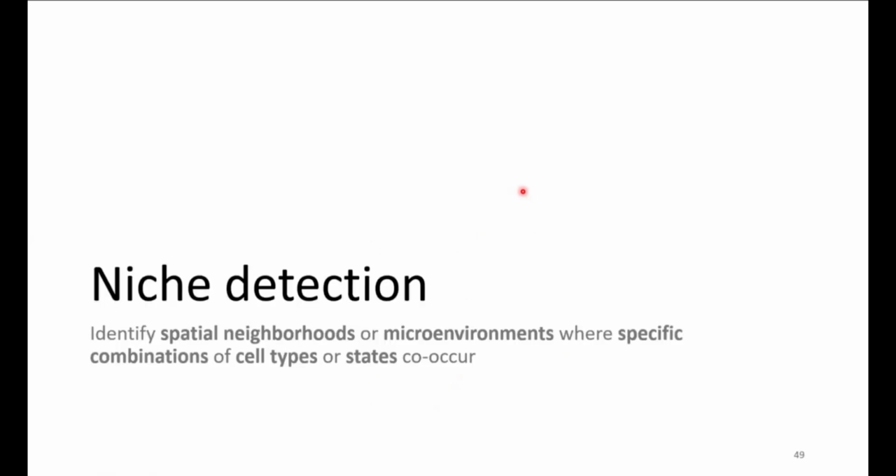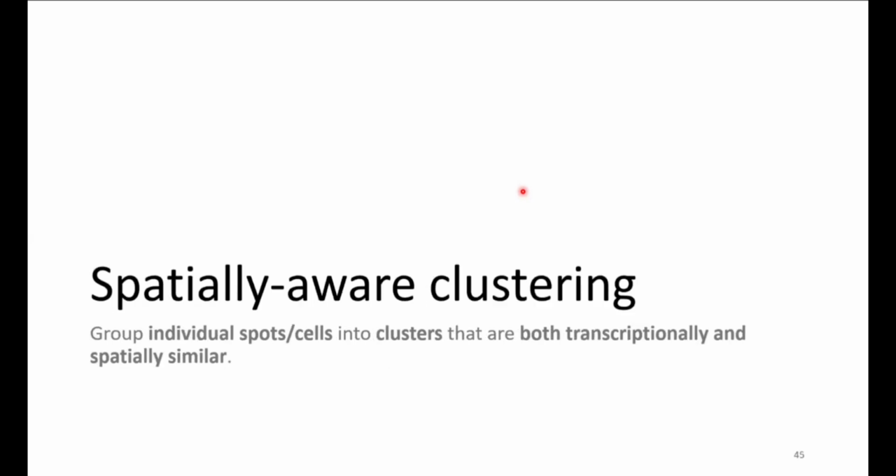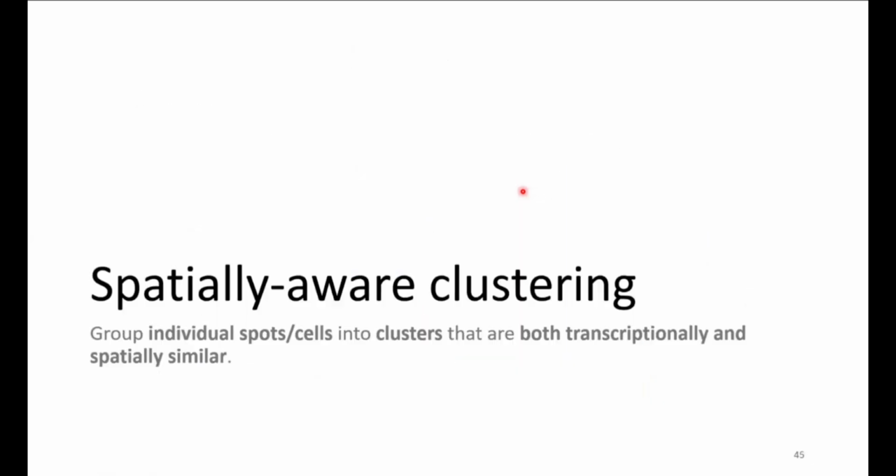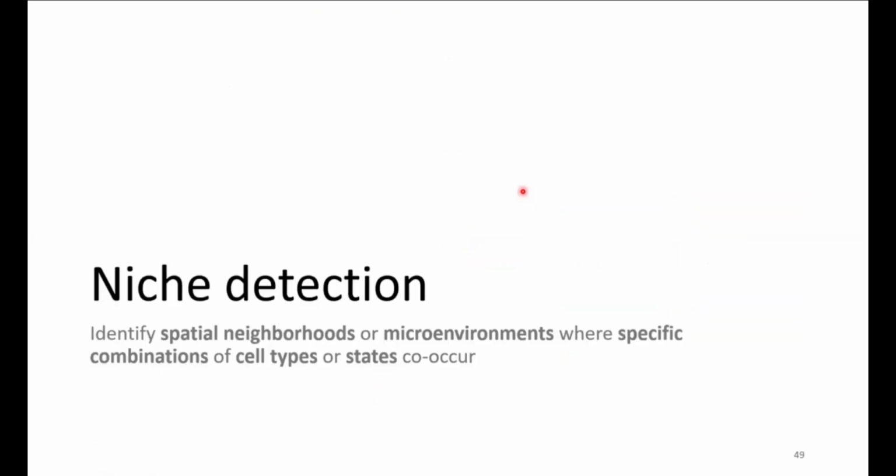There's a closely related concept called niche detection, right? In spatially aware clustering, what you want to do is identify clusters that are both transcriptionally similar and spatially similar. They're kind of close. The difference is that here you still want to learn something about the individual cell. In niche detection, I think you want to learn more about spatial neighborhoods. You zoom out a little bit, and you want to learn something about the microenvironments themselves.